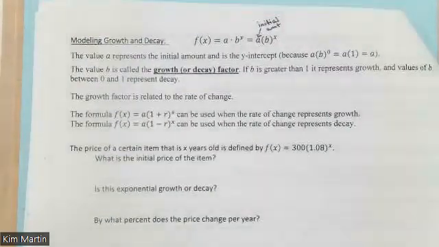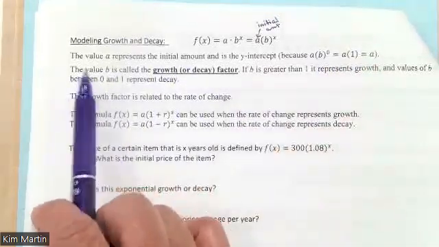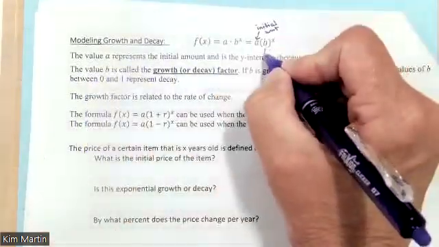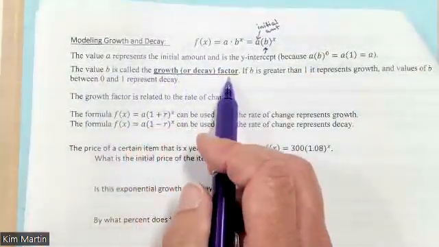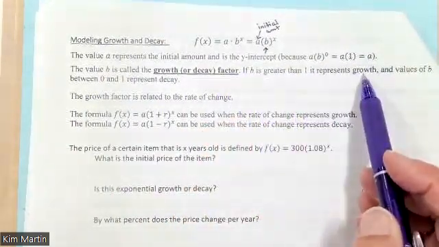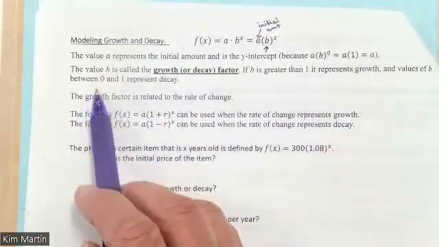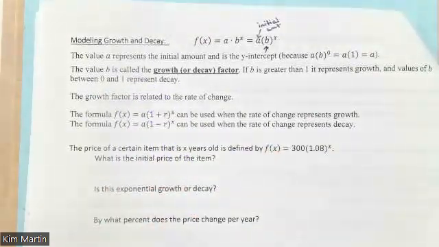If it happens to be money, we start with $5,000. That's where the 5,000 is going to go. If we have 350 bacteria and it's going to grow, then that 350 goes in that spot. Okay. The B value, what's in here, okay, is called the growth or decay factor. If B is greater than 1, it represents a growth. If it's between 0 and 1, it represents a decay. Okay. We're going to need that for the next couple questions.